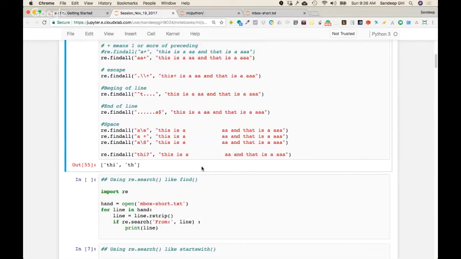That's what the question mark is. Question mark means this either 0 times or once. Okay, that's the question mark. All right. So actually question mark deserves to be going up somewhere.